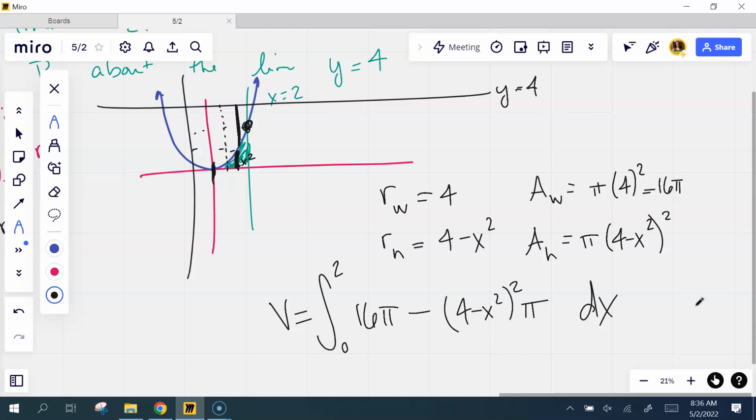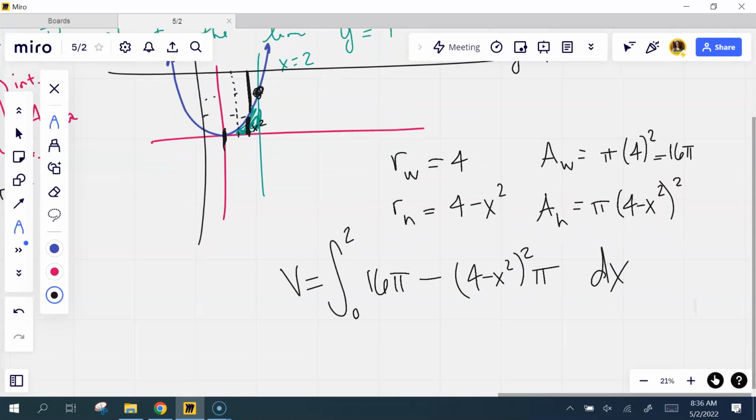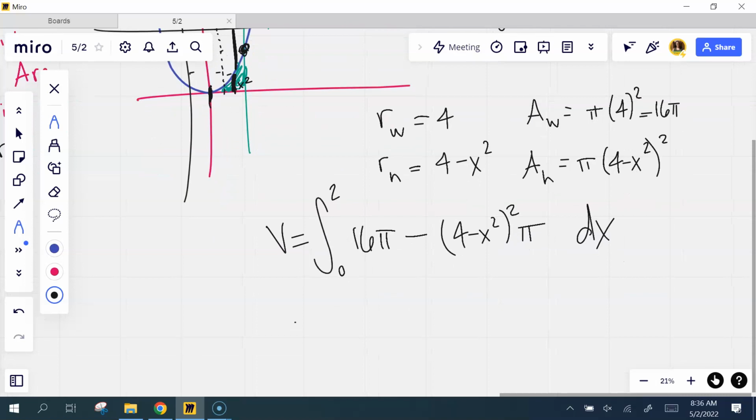Most of them at this point are going to say, write but do not evaluate, or it's going to be a calculator problem, you're going to plug it in. They're going to want to see that, and then you plug it in the calculator and find it. But let's say you had to do this thing by hand. I would take that pi out of both of them first and put it on the outside, because that's a constant you can factor out of both. So now I have 16 minus, this is going to be 16 minus 8x squared plus x to the 4.